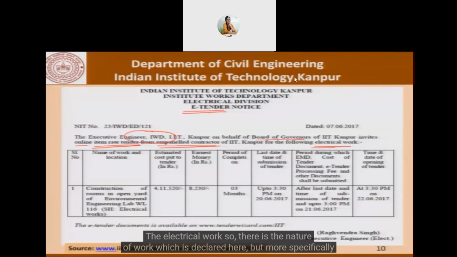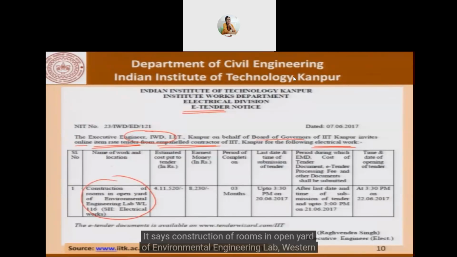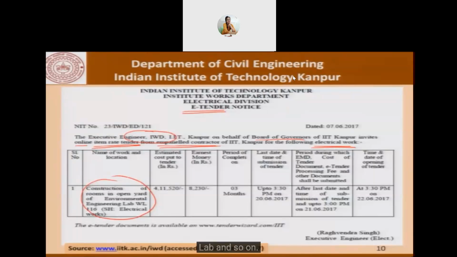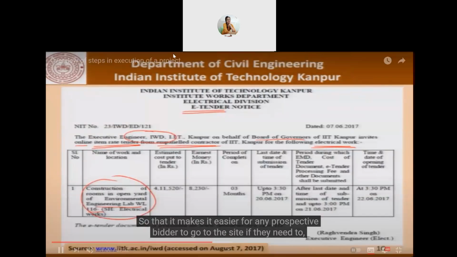The electrical work. So there's the nature of work which is declared here, but more specifically it is given here. It says construction of rooms in open yard of environmental engineering lab, Western lab, and so on. So this is the exact location of the work, so that it makes it easier for any prospective bidder to go to the site if they need to or if they want to.